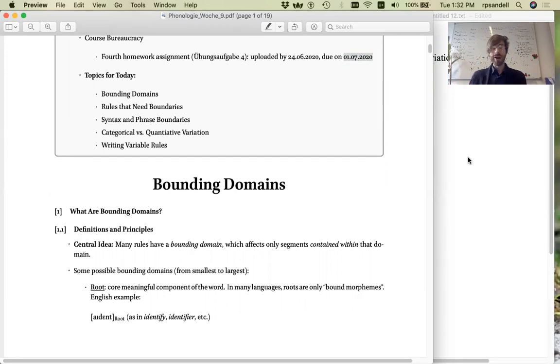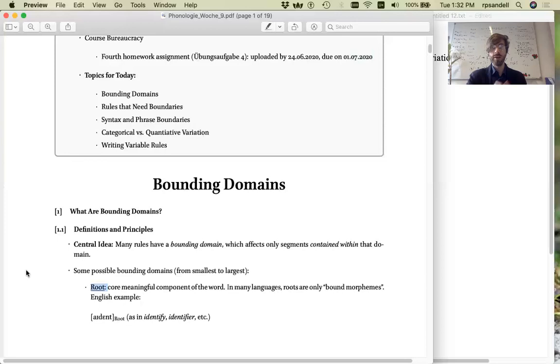The idea of a bounding domain, however, is that some processes are more limited or restricted in their application. That is, segments can only be affected by a rule if all of the segments are contained together inside of that domain. So we'll here have domains that can be morphologically defined and some domains that are more syntactically defined. Going from smallest to largest, we can begin with a root.